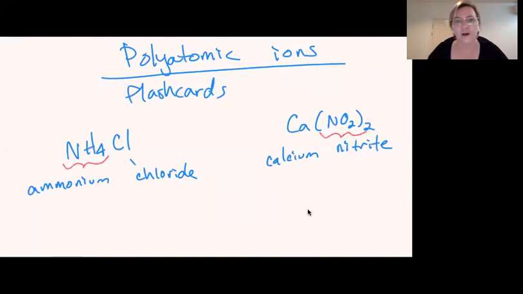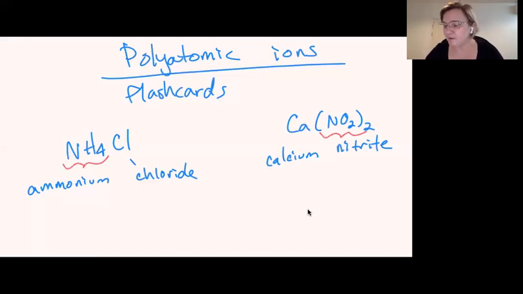Okay, the third category that we looked at was polyatomic ions. That was why I had you make your flashcards, or if you don't like flashcards, you just memorize it. Like I said, there's no way to learn the names and the formulas. You just have to remember them by going over and over again. A couple of examples here: you have NH4Cl, and NH4 is ammonium, Cl is chloride, so it's ammonium chloride. On the right-hand side, we have Ca(NO2)2, and that's calcium nitrite.